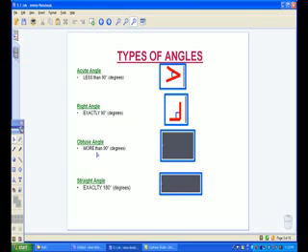An obtuse angle is always more than 90 degrees, so it's anywhere from 91 degrees to 179 degrees, so it's a bigger angle. And a straight angle is exactly 180 degrees, and it's called a straight angle because it looks like a straight line.